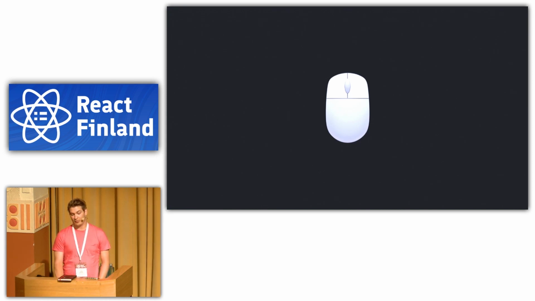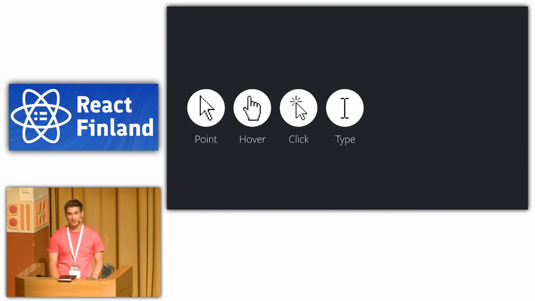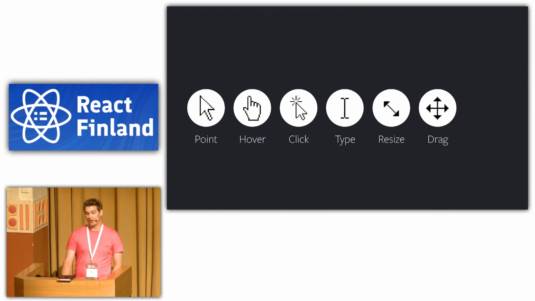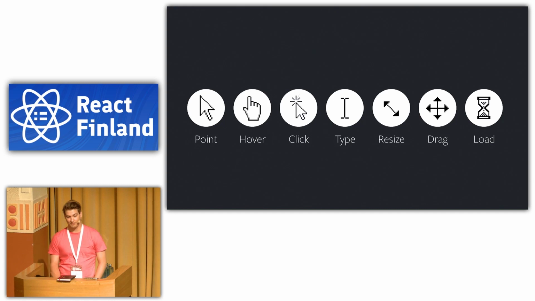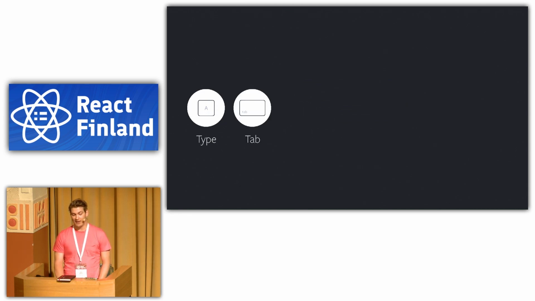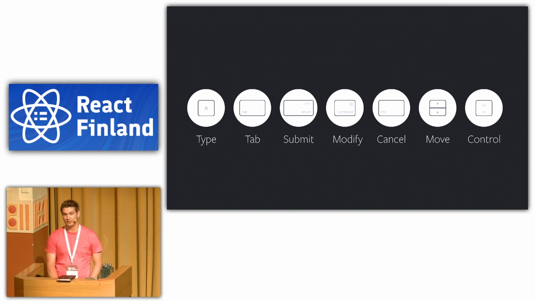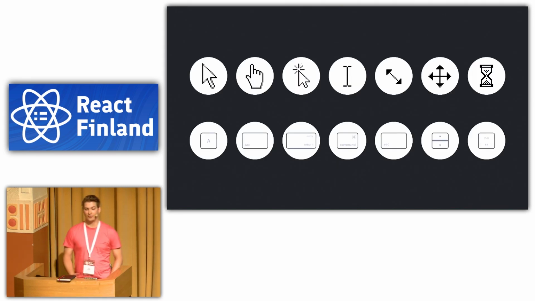mouse. The mouse provides interaction feedback for pointing, hovering, clicking, typing, resizing, dragging, loading, and many more. And we're very familiar with these on the web. The keyboard provides a number of interaction types for typing, tabbing, submitting, modifying, canceling, moving, controlling hardware devices, and all kinds of other interactions. Over the years, we've refined these interactions and built complex user experiences to give feedback to users when they need it.